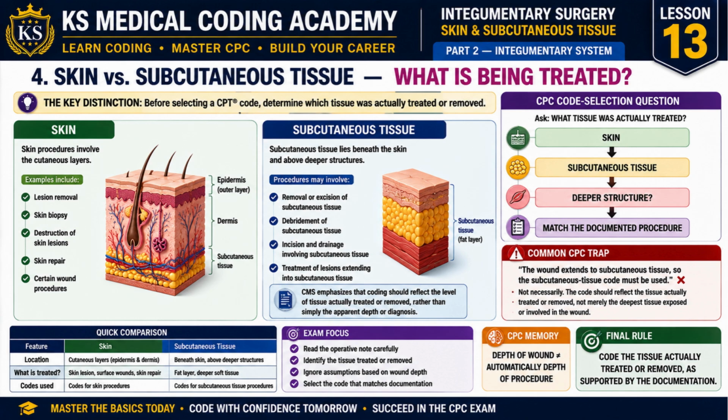Now let's look at an important distinction in integumentary coding: skin versus subcutaneous tissue. Before selecting a CAPTAIN code, the coder needs to determine which tissue was actually treated or removed. The skin includes the cutaneous layers, while subcutaneous tissue lies beneath the skin and includes the fatty tissue layer above deeper structures. This distinction can affect code selection. Procedures may involve skin lesions, biopsies, destruction, or repair, while other procedures may specifically involve removal, treatment, debridement, or drainage of subcutaneous tissue.